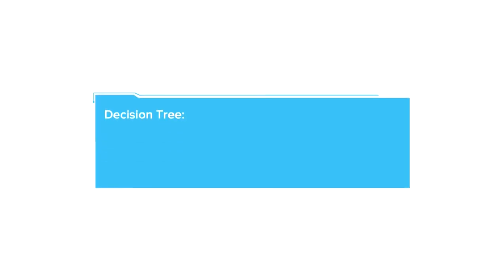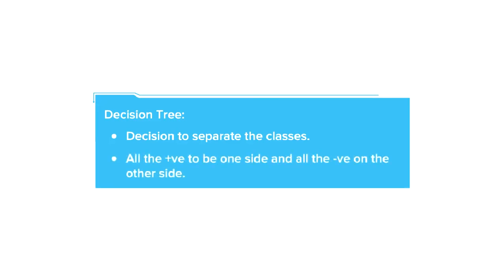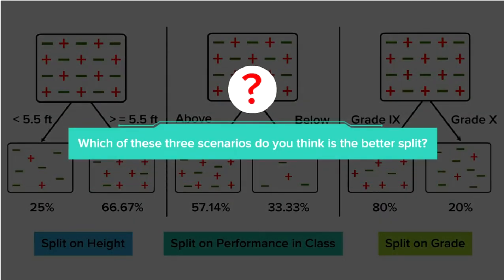But before we answer this, please consider the following. In decision trees, what we want is to have a decision that can separate the classes. In our case, play cricket or do not play cricket completely. So, we want all the positives to be on one side and on one node, and all the negatives to be in the other node. So which of these 3 scenarios do you think is the better split?